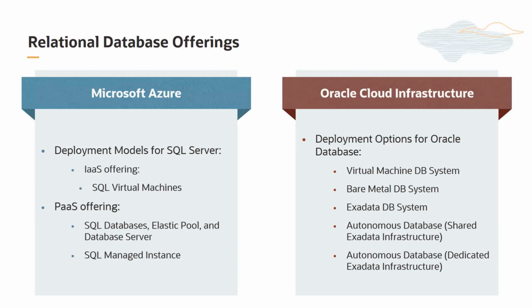In OCI, we have seen in the last slide various database offerings. Just to quickly reinforce, there are different deployment options. You can go for virtual machine DB system, bare metal DB system, and Exadata DB system. These all come under the co-managed systems. And under the Autonomous Database offering, you can go for the shared infrastructure model or the dedicated infrastructure deployment type.